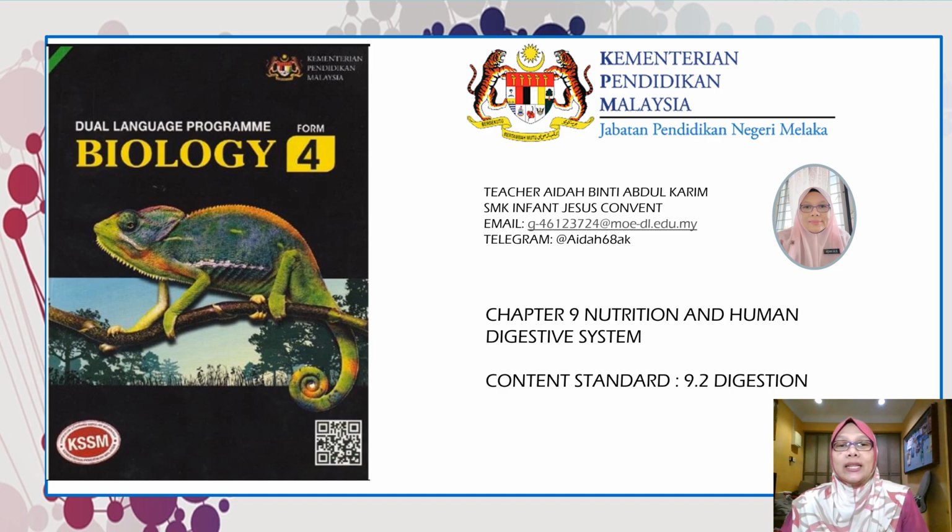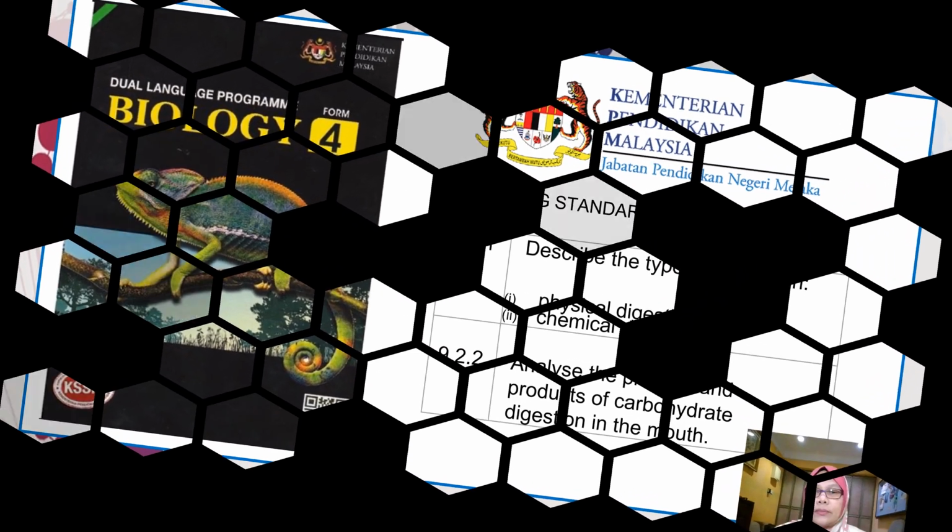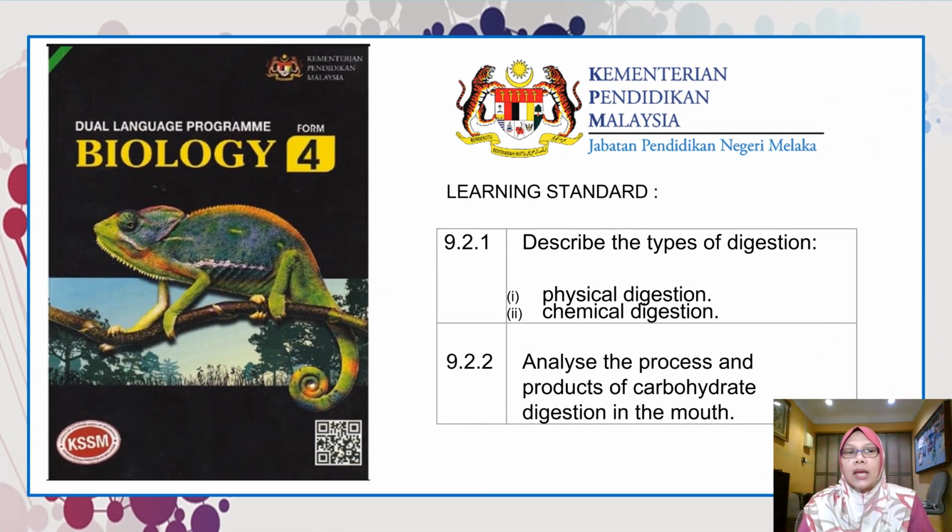Today we are going to learn Chapter 9, Nutrition and Human Digestive System. And we will focus more on 9.2, which is digestion. At the end of the lesson, you will be able to describe the types of digestion, and also you will be able to analyze the process and products of carbohydrate digestion in the mouth.